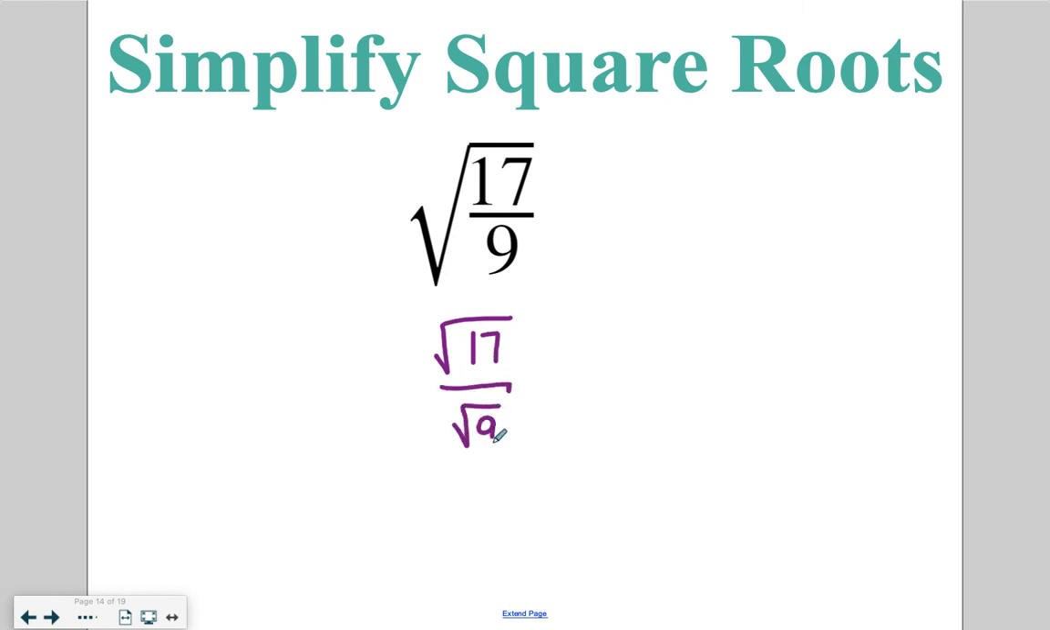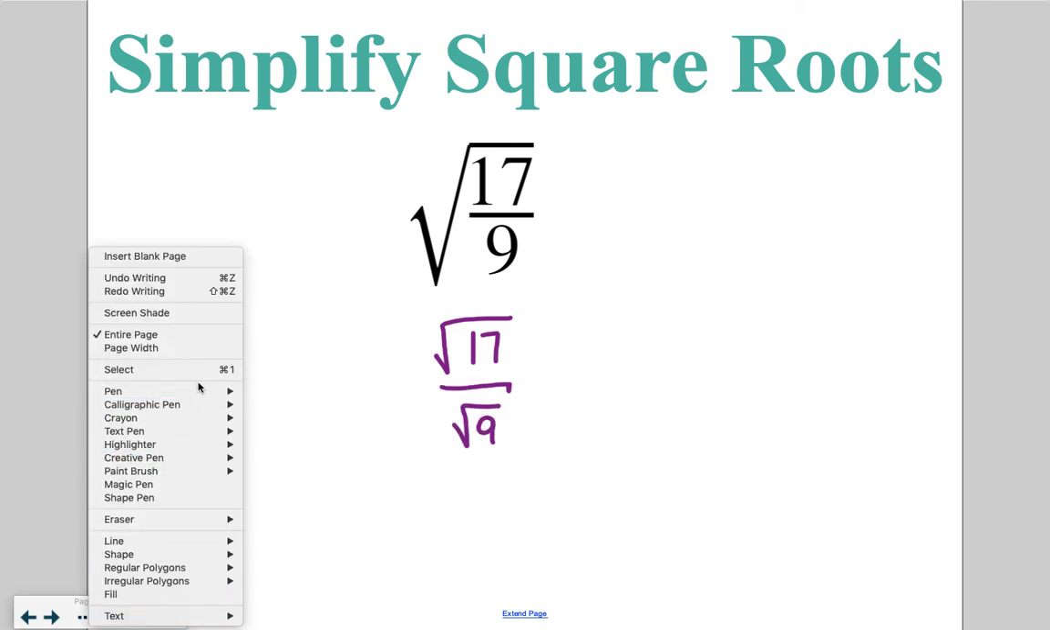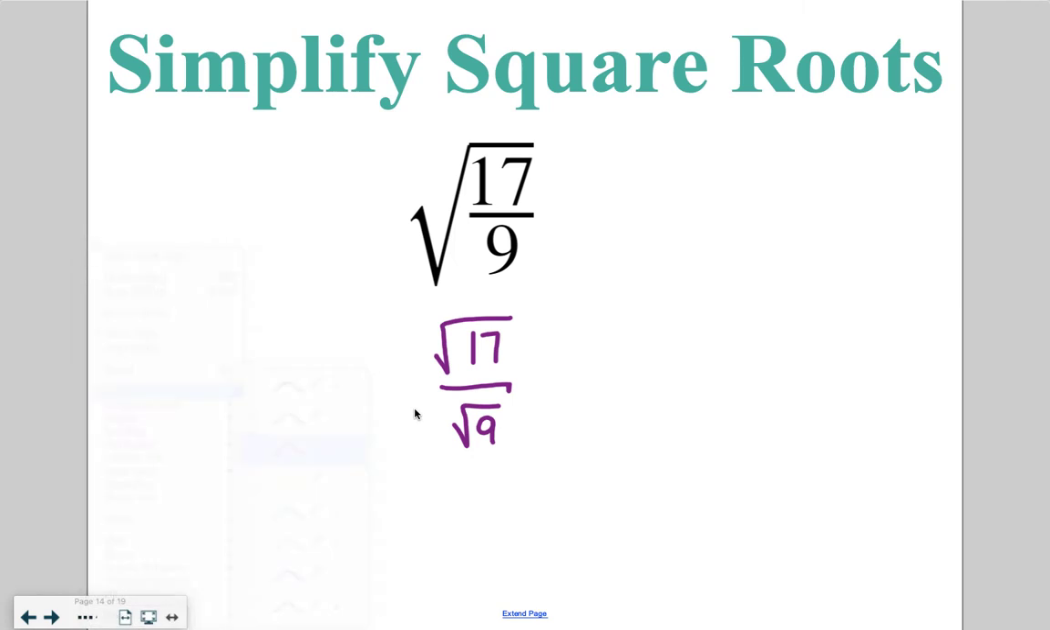Now we have a square root in the bottom, but as you notice, that's a perfect square. So we can go ahead and solve that, and the square root of 9 is 3. So our final answer here would be square root of 17 over 3. So we have just a regular integer in the denominator, which means we are done solving the problem. Square root of 17 can't be simplified anymore.